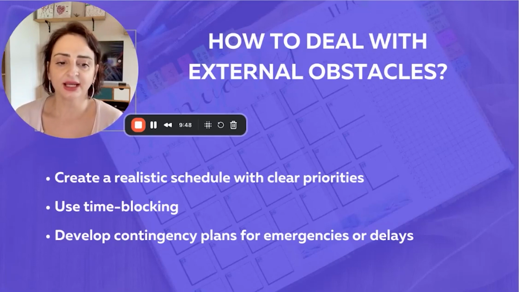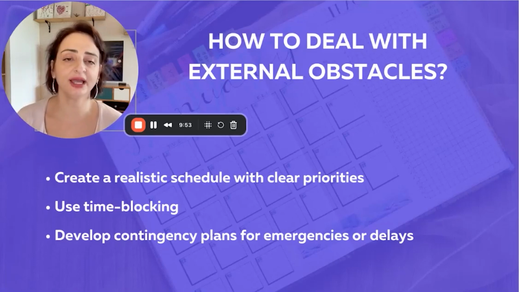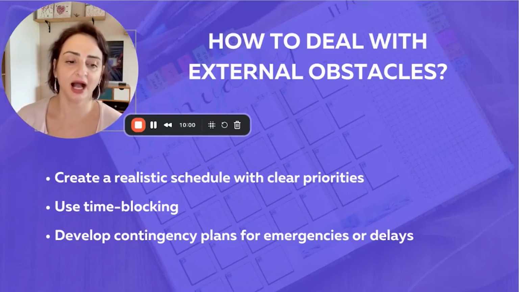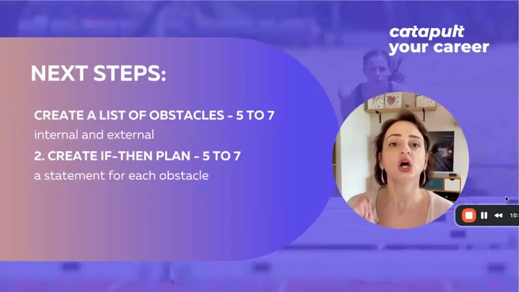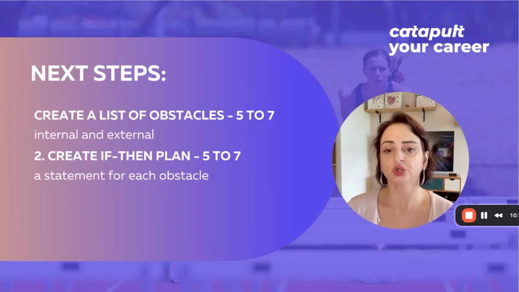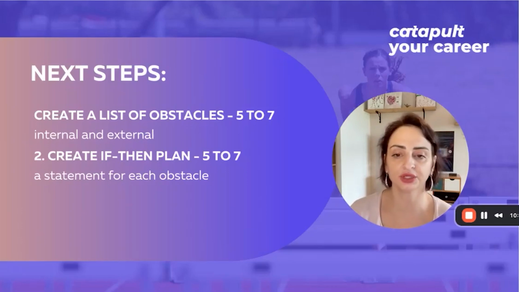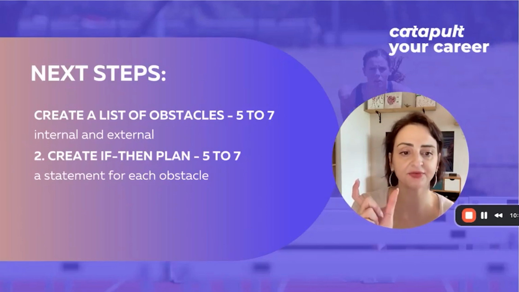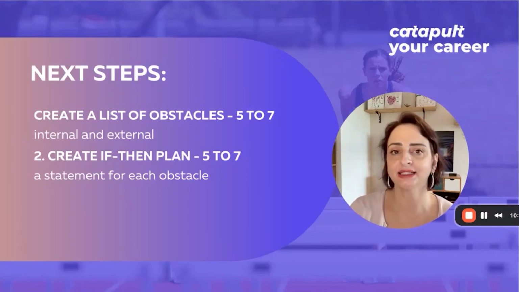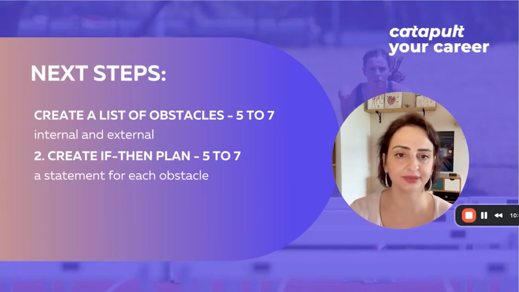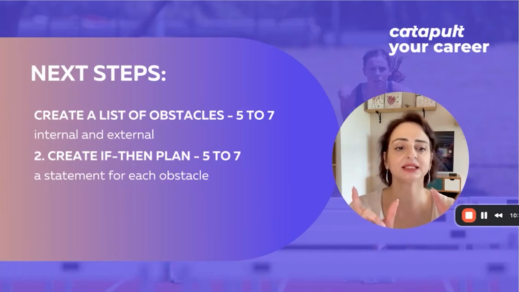Now, I think it's a great idea to make notes of this particular slide, and I hope that by now you have already come up with at least 3 or 4 of your 5 obstacles and how you're going to overcome them. Your next steps. Create a list of 5 to 7 obstacles. All right, I've given you some more here. And create an if-then plan for each one. Again, let me remind you what an if-then plan means. If this happens, then I'm going to do this.